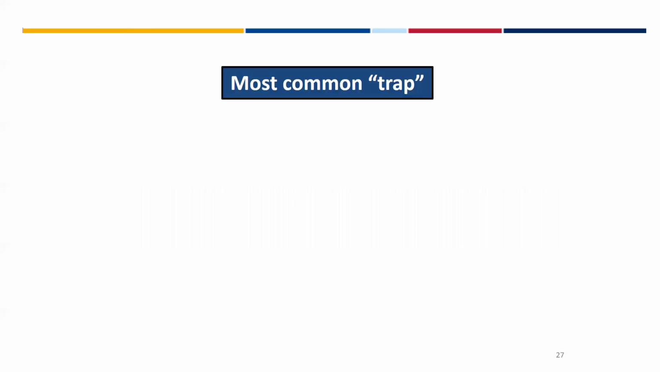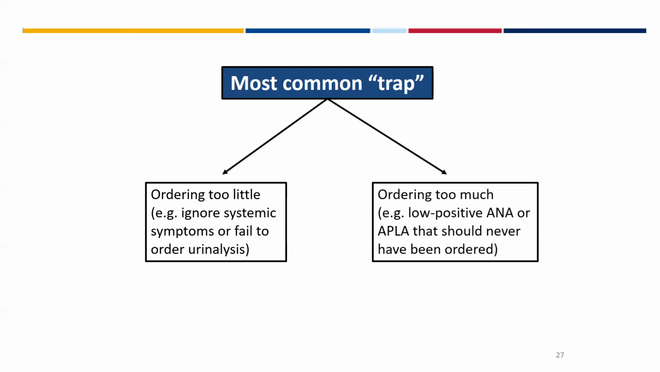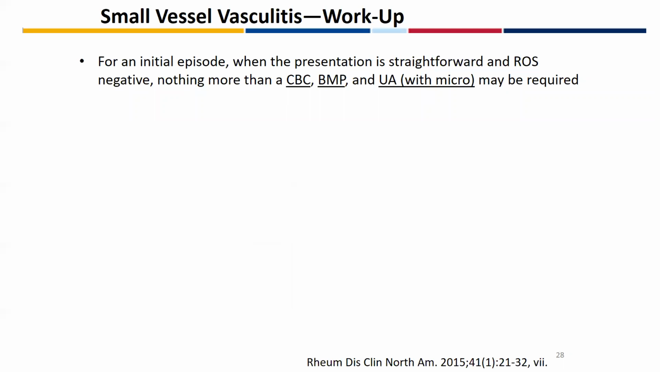And so this is the most common trap that we as clinicians can fall into. We can either order too little, that is, not get a urinalysis to evaluate for renal involvement or ignore some systemic symptom that the patient has, or we can order too much and we'll be forced to grapple with that low positive ANA or random anticardiolipin positivity and question ourselves, what do we do with these results? And sort of wish we didn't order them in the first place. And so this is the balance that we need to strike in evaluating these patients. So what do I do?